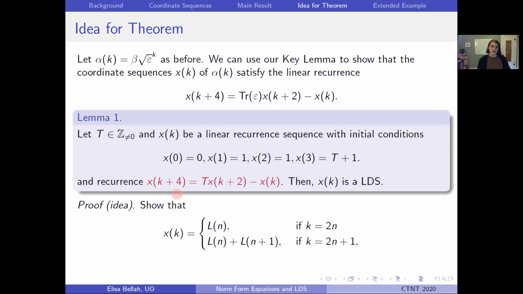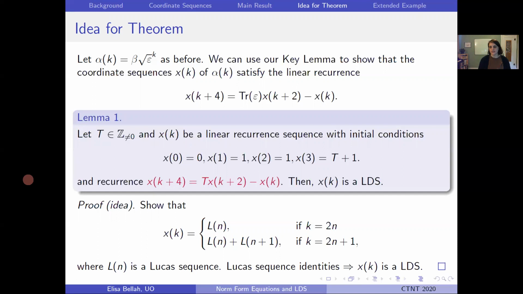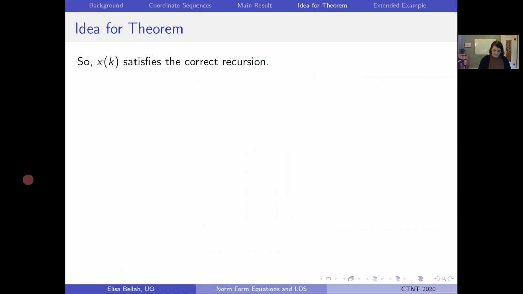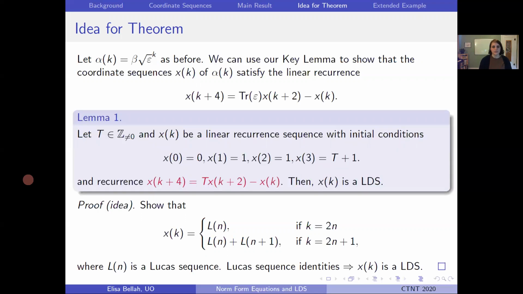Very quickly, I'll just say the idea for this lemma is after some amount of work, you can show that the even terms of this sequence x of k are Lucas sequences, and the odd terms are a sum of 2 consecutive terms in the Lucas sequence. You can then use this observation with various Lucas sequence identities to get the divisibility property that you want. Okay, so this lemma is saying that our coordinate sequences satisfy the correct recursion that we want.